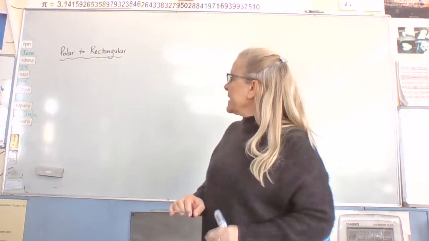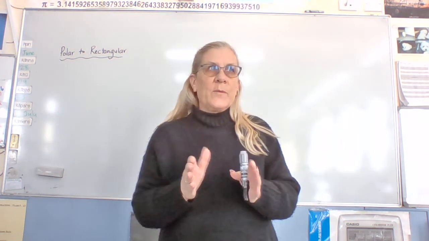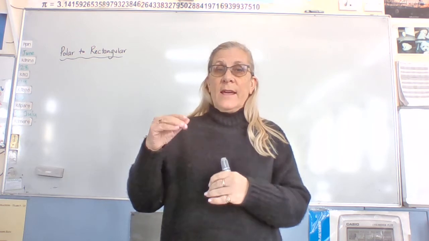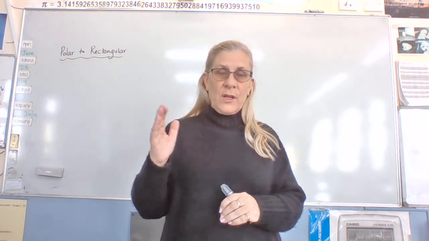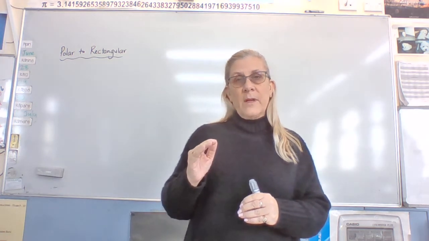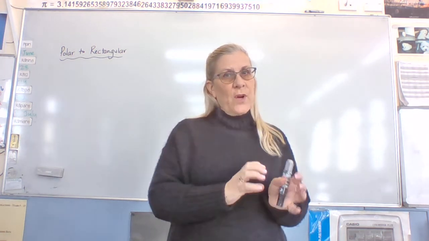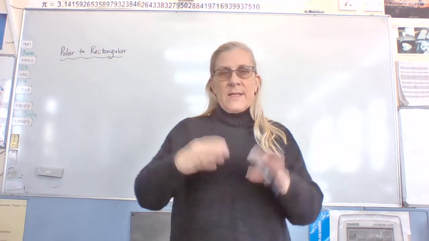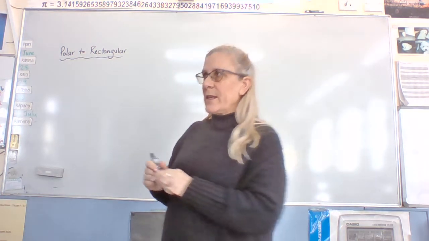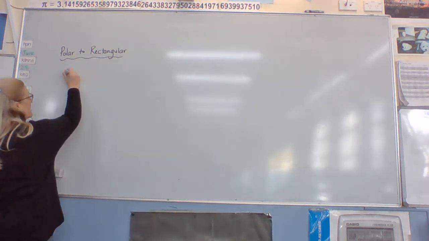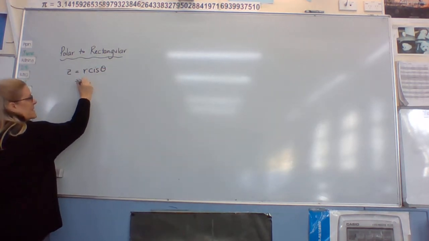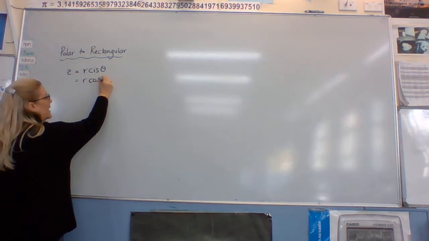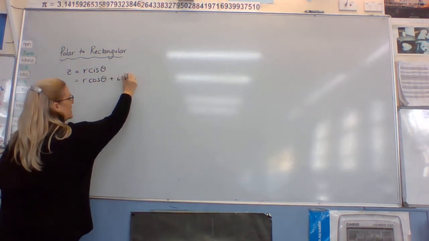So we've looked at how to find the argument and the modulus, and if we've got a complex number, then we can find the argument and the modulus, and we can use that to write it in what's called polar form. So polar form is that form that I've talked about that goes: the complex number equals r cis theta. What that actually means is r cosine theta plus i sine theta.